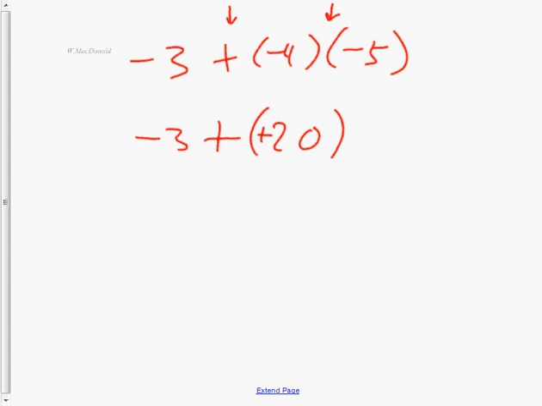So now we have addition of integers, 20 positives and 3 negatives. I have more positives than I do negatives. How many more? I have 17 more positives, so the answer is 17.